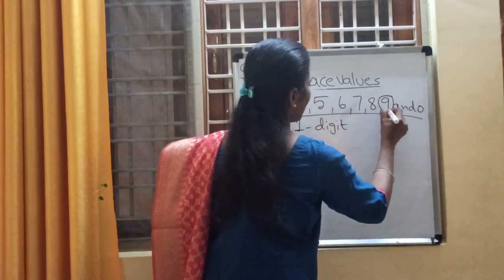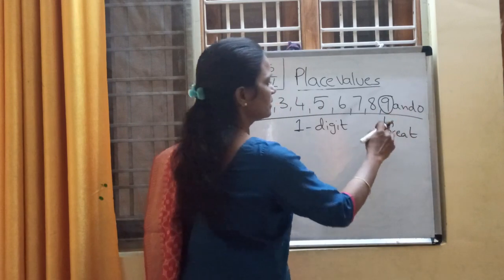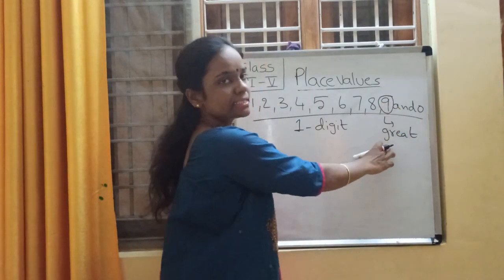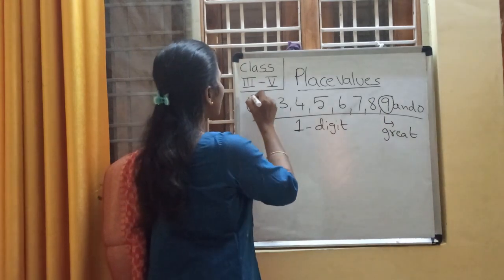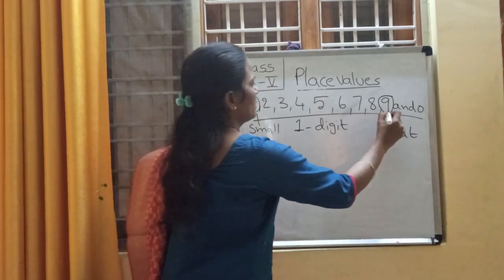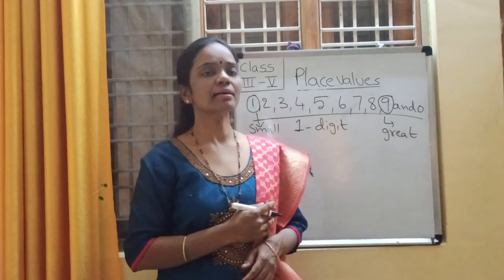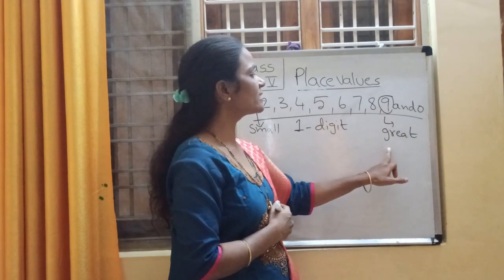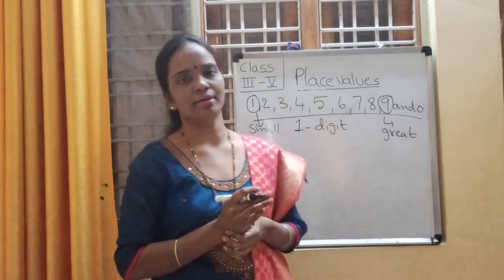So, 9 is the greatest one digit number, and 1 is the smallest one digit number. What is the greatest one digit number? 9 is the greatest one digit number and 1 is the smallest one digit number.